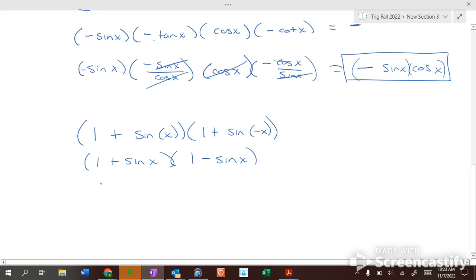Okay? So then this becomes 1. Outers and inners are going to cancel, minus sine squared of x. And 1 minus sine squared is the Pythagorean identity. 1 minus sine squared is cosine squared of x. Ta-da!